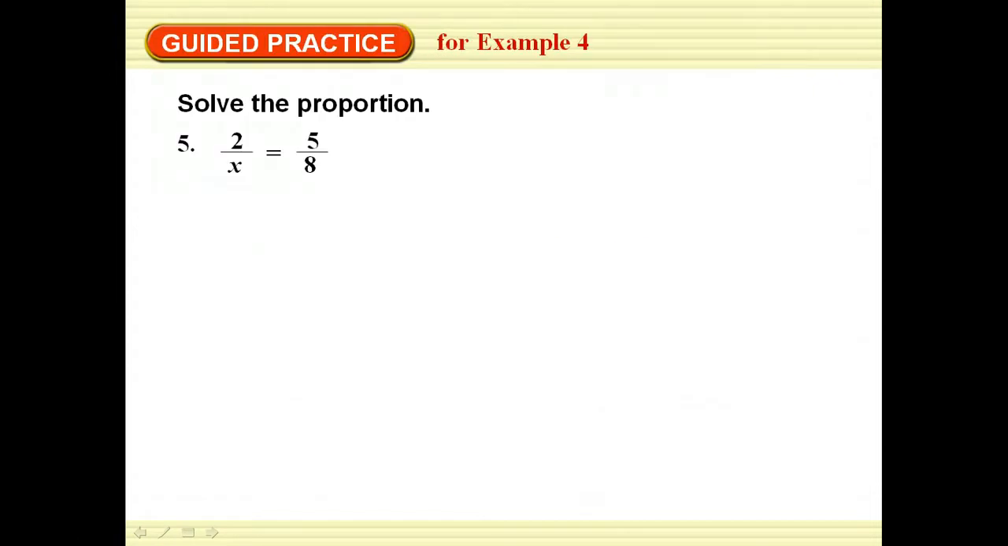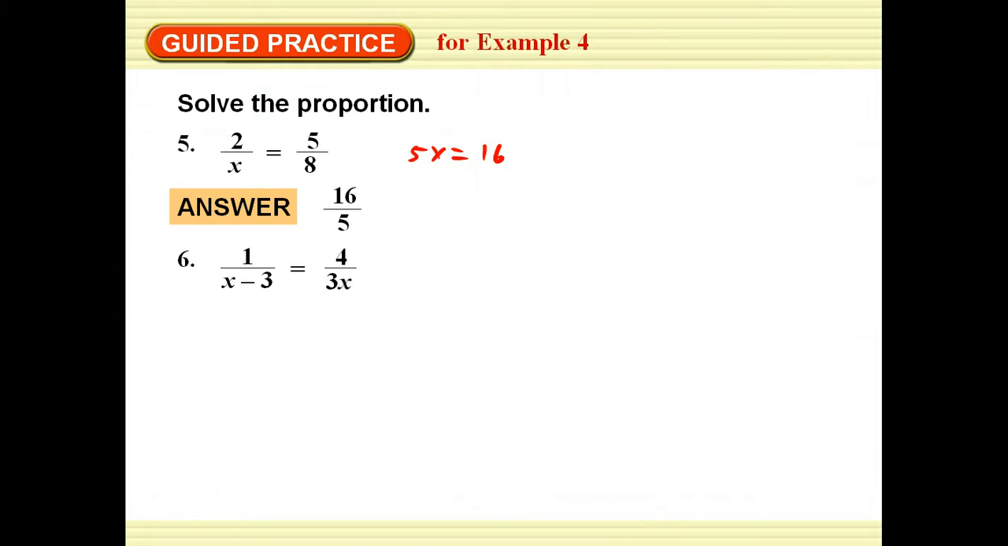So here's another one for you to try. So you may want to pause this video and try to work it, see if you get the right answer. When I do my cross product, I get that 5x equals 16. So dividing both sides by 5, I get 16 over 5.